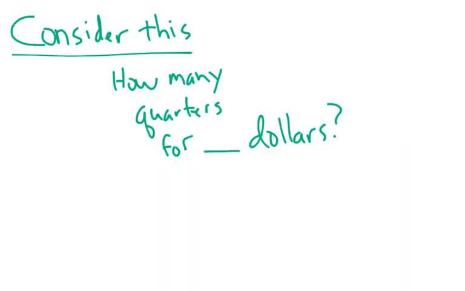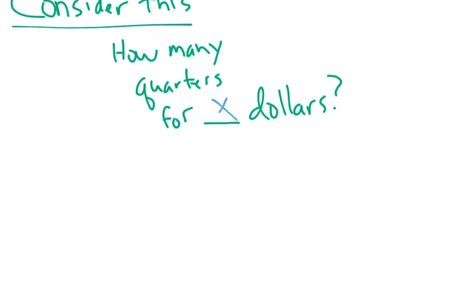Now, to help me explain what proportionality is, I have a question for you. Consider this. How many quarters for blank dollars? What we're going to do is work through several different variations of this, where we keep increasing however many dollars we're looking at.